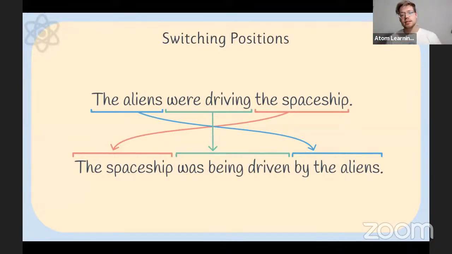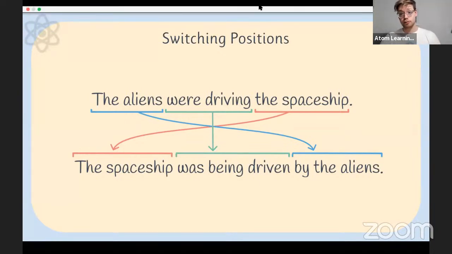The spaceship is the subject of the sentence because it is having the action done to it in the passive voice, which makes it the subject. And the aliens go from being a subject to an agent. So hopefully those nice color-coded arrows show you how we make that transition from the active voice to the passive voice. Okay, so I think a lot of you will be happy to know that the majority of the content we're going to cover in this didactic teaching format is done.